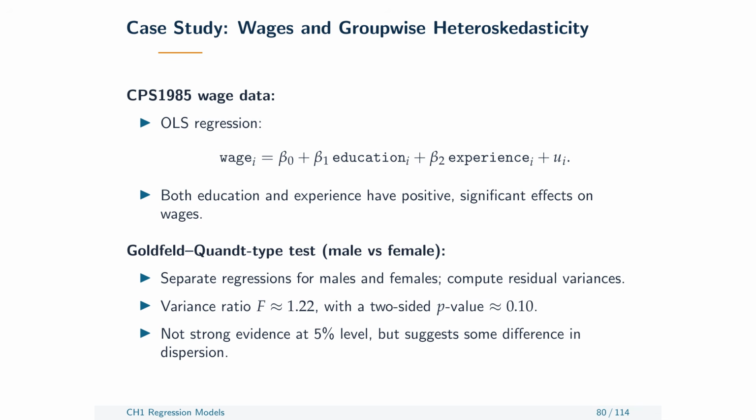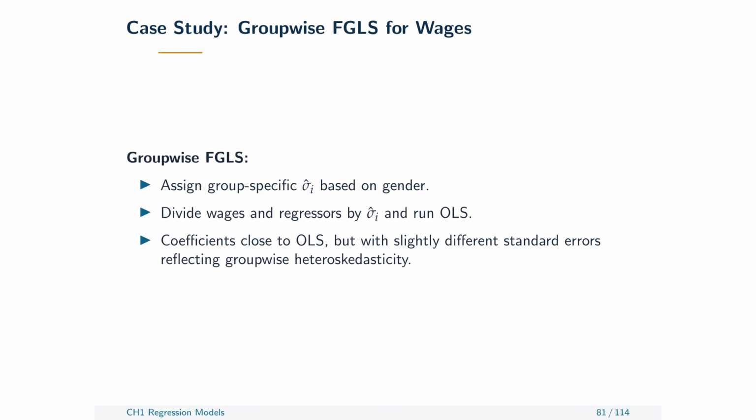The wage case study illustrates group-wise variance. Wages are regressed on education and experience, and separate residual variances are calculated for men and women. The variance ratio is about 1.22, with a two-sided p-value near 0.10. This is suggestive, but not strong evidence at the conventional 5% level.